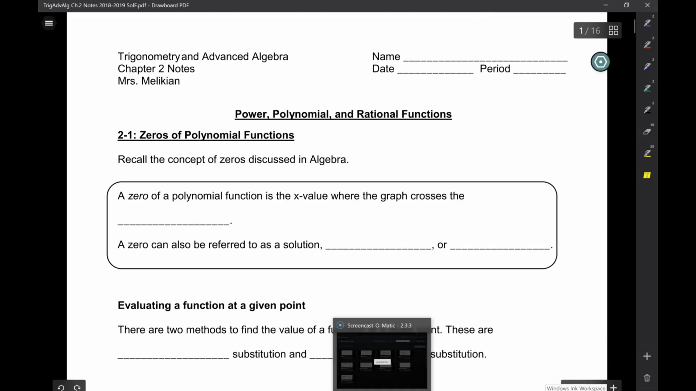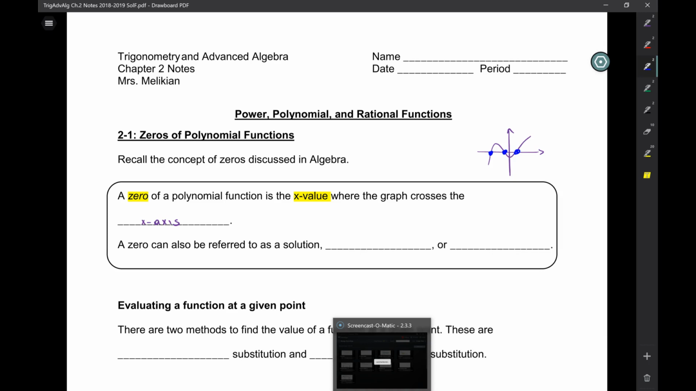All right, so let's first start talking about what the concept of a zero is. When we hear that word, a zero of a polynomial function, it's basically the x value where the graph crosses the x-axis. So if I have the x-axis, the y-axis, and a graph that looks like that, all of the points where the graph crosses the x-axis are zeros of the function.